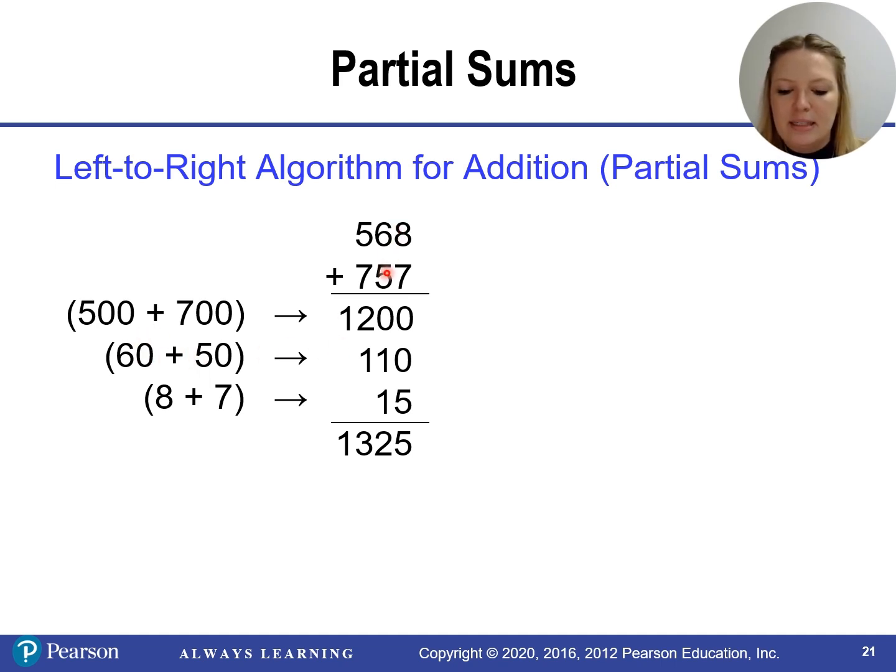I have 6 in my tens place for the first number, 5 in the tens place for the second number. So that's 60 plus 50, that's 110. And then 8 plus 7, those are both ones. 8 ones plus 7 ones is 15 ones, or 1 ten and 5 ones. And then I need to sum all of these partial sums together. So I'll have 5 ones total, 2 tens, 3 hundreds, and 1,000: 1,325.